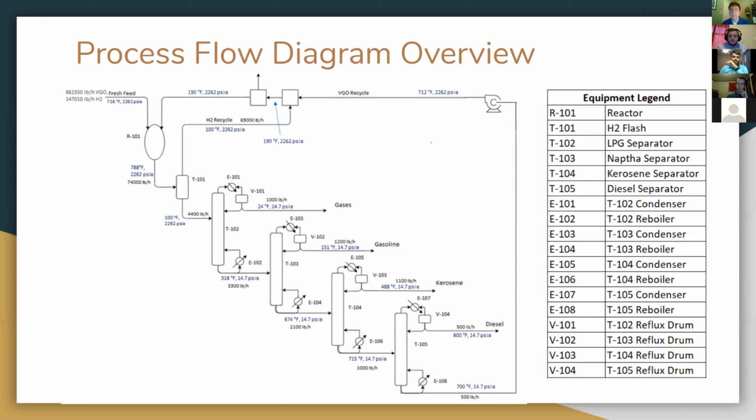Most of the VGO gets recycled. It's a relatively low intake stream here, putting a lot on the pump and our mixer right there. The only way to adjust that would be switching to a different catalyst. Okay. To actually get a higher conversion with one pass through.